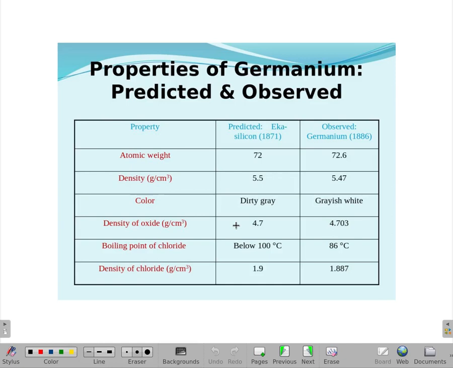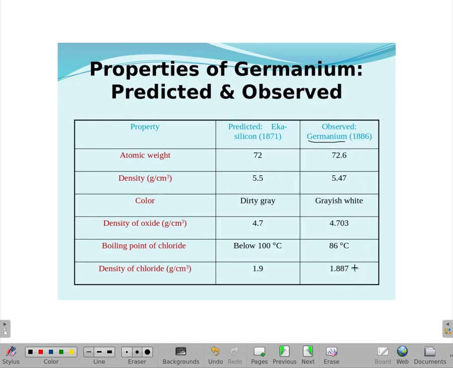Matter of fact, he made a bunch of calls on it. He said this thing that's supposed to be under silicon should have an atomic mass of 72. It should have a density. It should have this color. It should have a density of its oxide of this. Should have a boiling point of its chloride. So ecosilicon chloride. He made all these predictions. And when germanium was finally discovered, it was found to fit these perfectly.